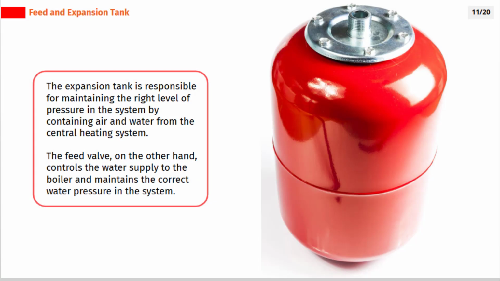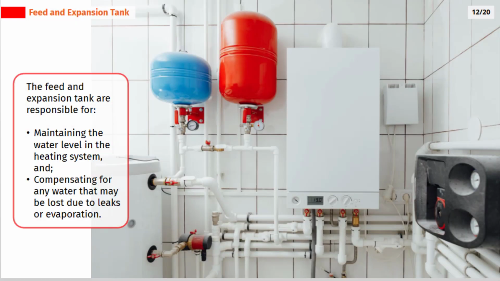The expansion tank is responsible for maintaining the right level of pressure in the system by containing air and water from the central heating system. The feed valve, on the other hand, controls the water supply to the boiler and maintains the correct water pressure in the system. The feed and expansion tank are responsible for maintaining the water level in the heating system and compensating for any water that may be lost due to leaks or evaporation.